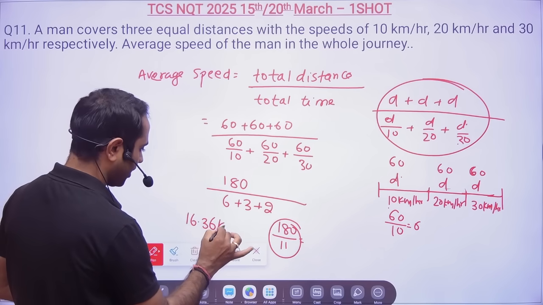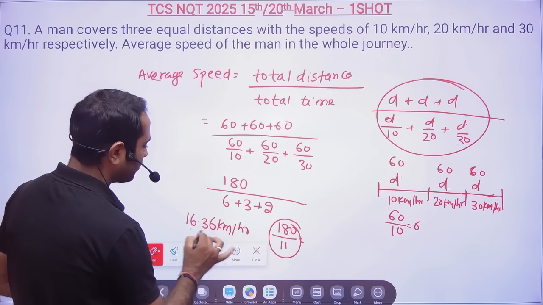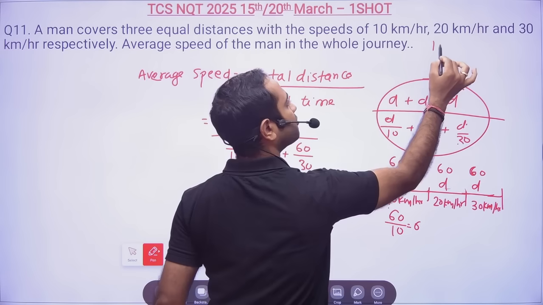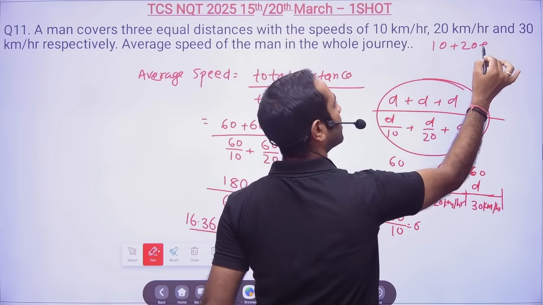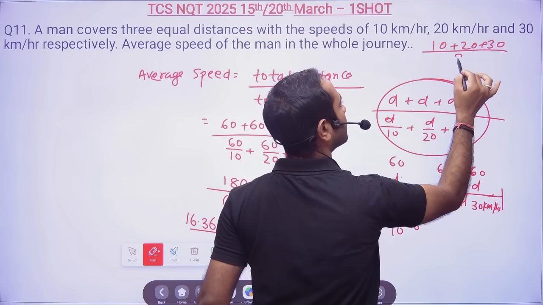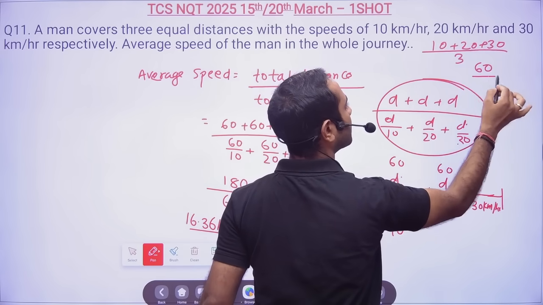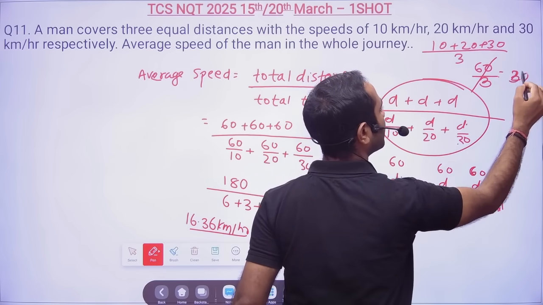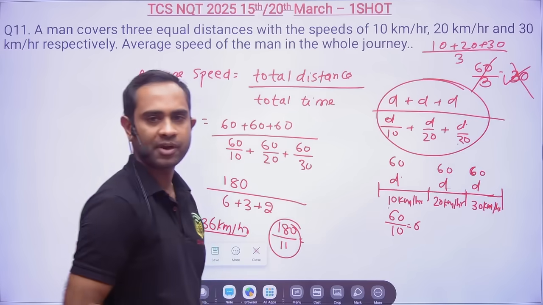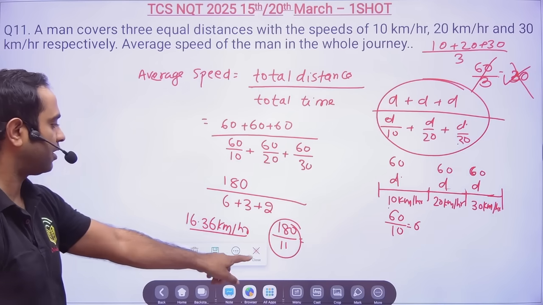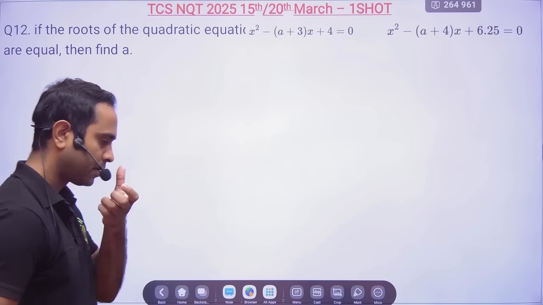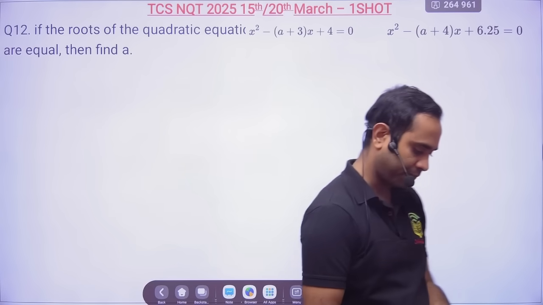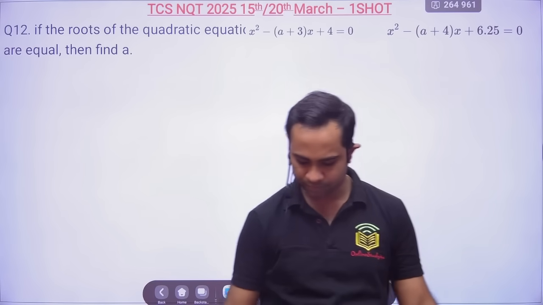16.36 km per hour. Okay, now many of the students, what they will do, sir, average speed, so 10 plus 20 plus 30 by 3. Don't do this. Okay, so 60 by 3 is equal to 20 km per hour, which is wrong. Average speed we always have to calculate like this: total distance divided by total time. Okay, very good.